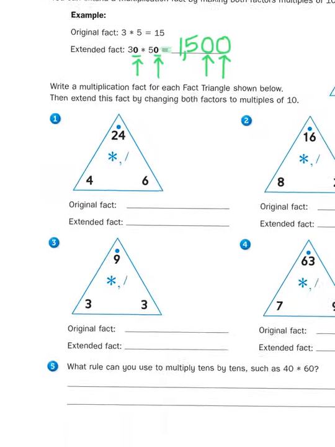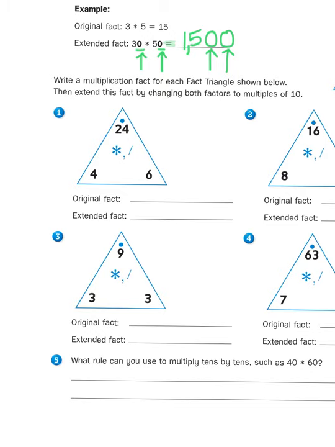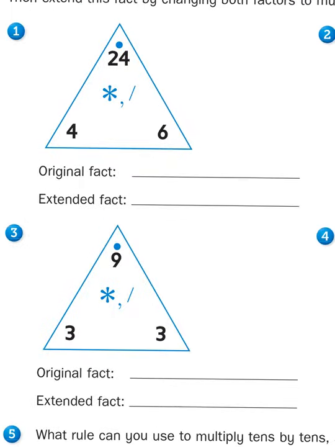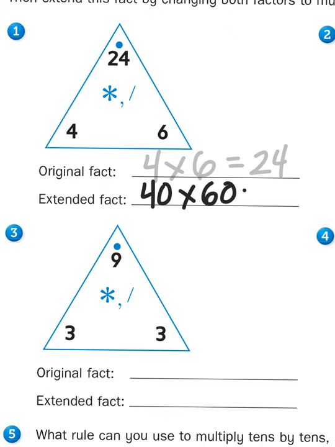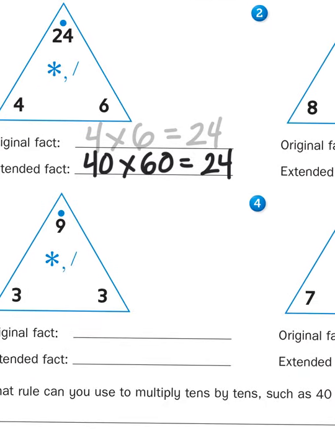So for example, 4 times 6 is 24. Write that here. 4 times 6 gives me 24. I could extend this fact by making it 4 tens, otherwise known as 40, times 6 tens, also known as 60. And it's still going to give me 24 as my whole number product. I just have to include the extra zero.